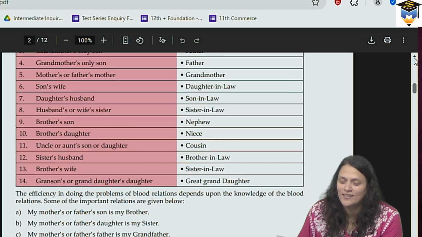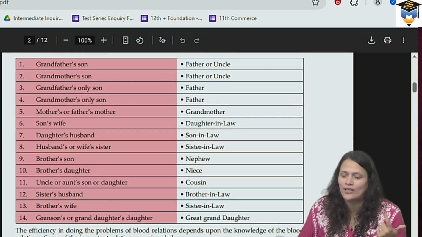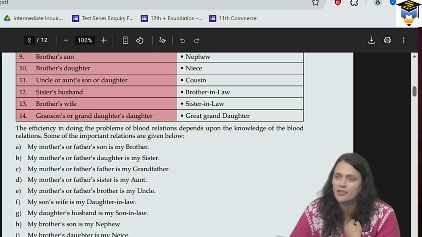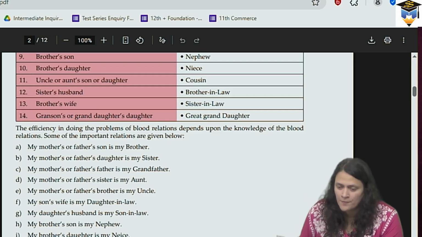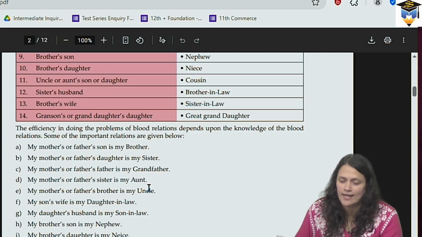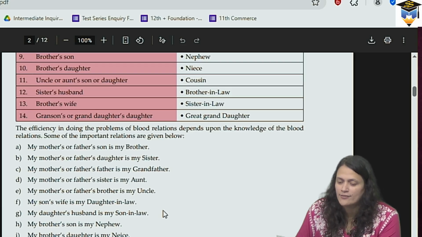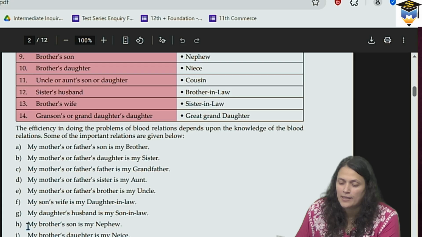All right. So now this is very easy. Now see, look at the wordings. Now they will change the wordings. My mother's or father's son is my brother. My mother's or father's daughter is my sister. My mother or father's father is grandfather. Mother or father's sister is aunt. My mother or father's brother is my uncle. My son's wife is daughter-in-law. My daughter's husband is son-in-law. My brother's son is my nephew. Brother's daughter is my niece.